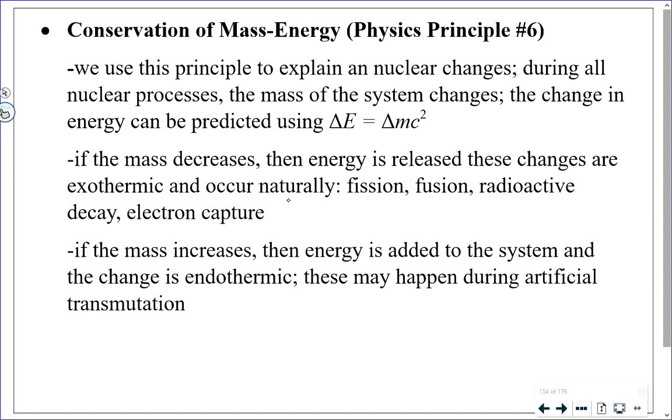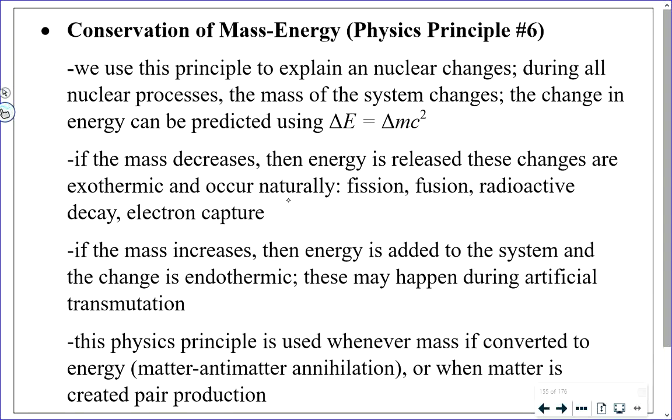During artificial transmutation, that may be what happens. I have seen examples of artificial transmutation where it is exothermic, but the only place it can be endothermic is artificial transmutation. This physics principle is basically used whenever mass is converted to energy. So matter-antimatter annihilation. Or when matter is created, for example, using pair production.